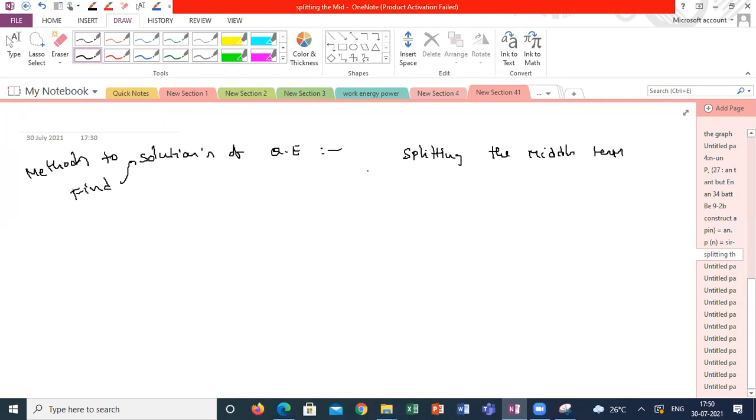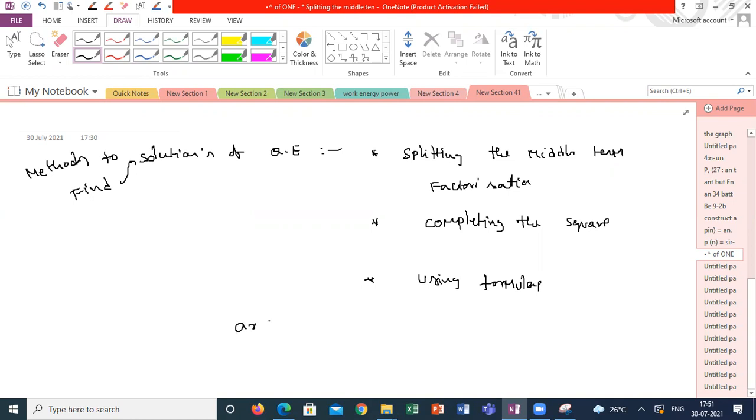That is called factorization. The second one is completing the square. The next one is using the formula. Do you remember what the formula is?